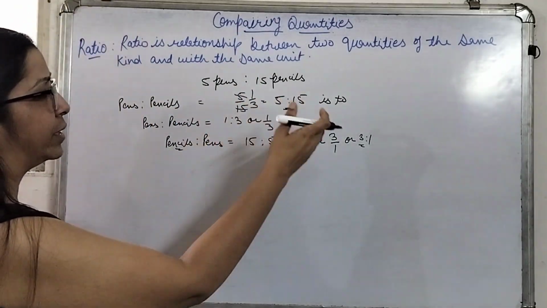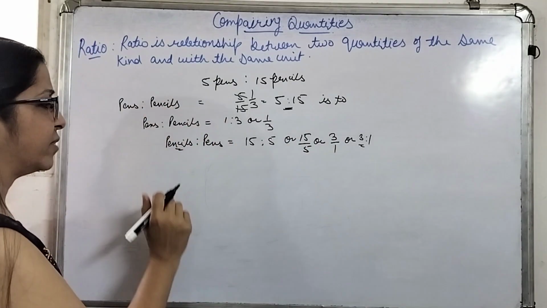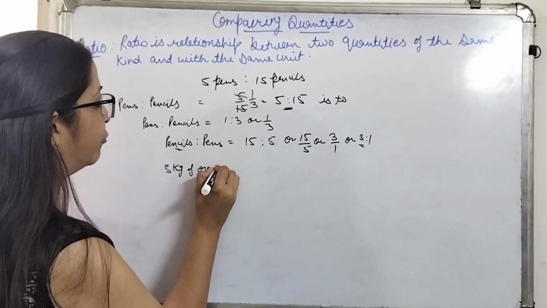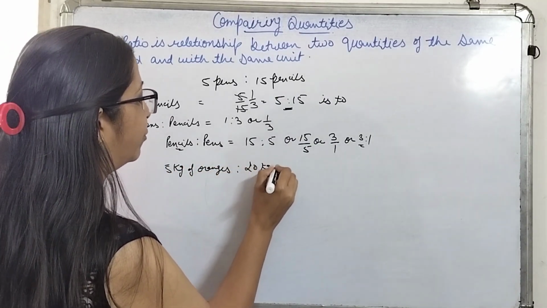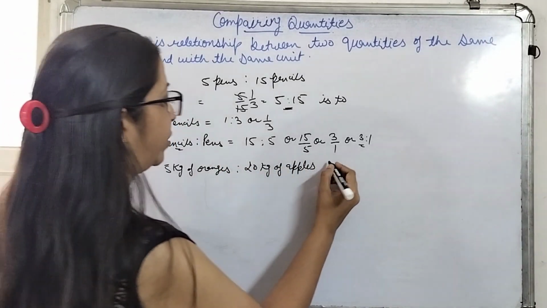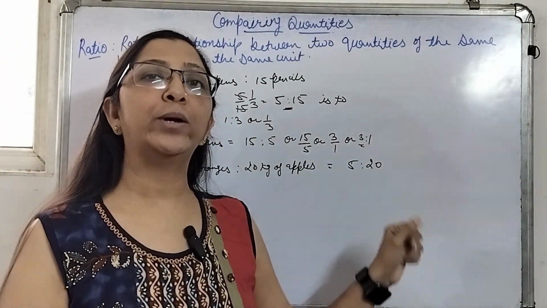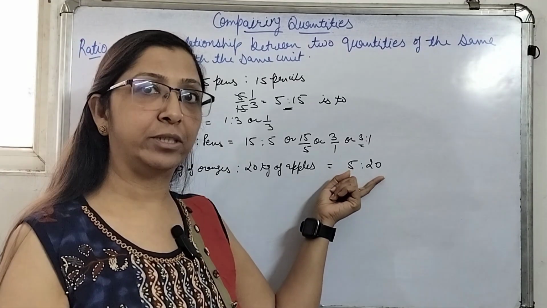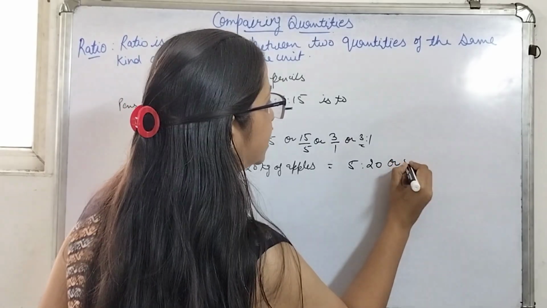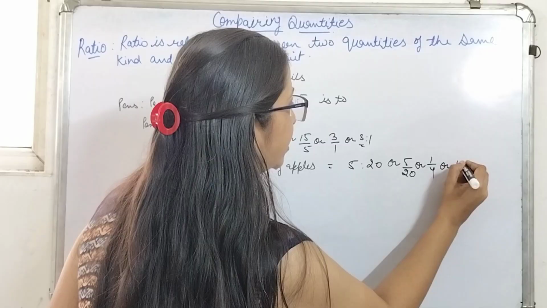Now whenever we are representing it in terms of ratios, we never use units. Suppose I am comparing 5 kilograms of oranges with 20 kilograms of apples. When we write it, we will write it as 5:20. We won't write 5 kilogram over 20 kilogram. We won't write the units. We will simply write 5:20 only. Or we can say it as 5/20 or 1/4, or we can say it as 1:4.